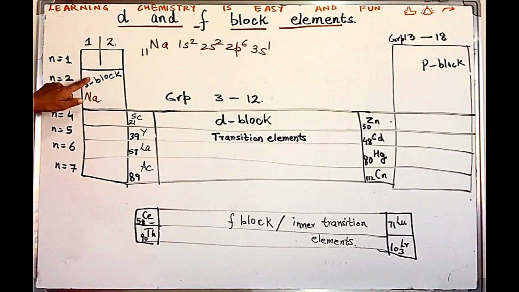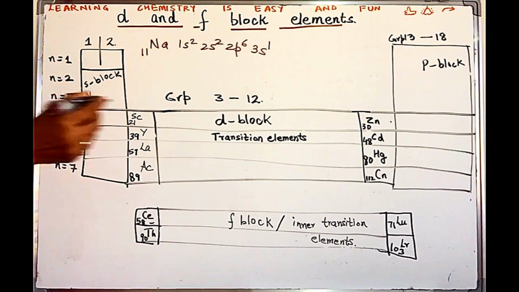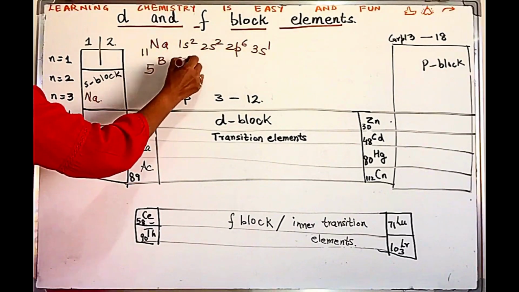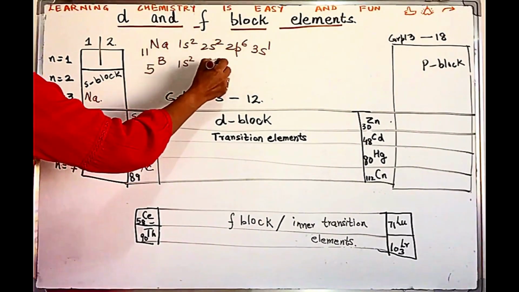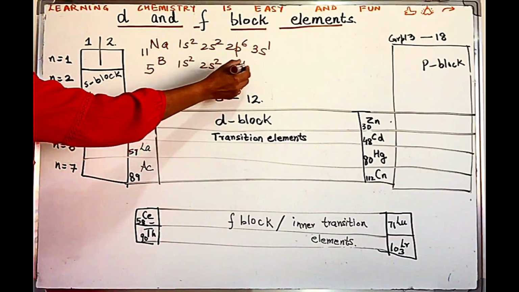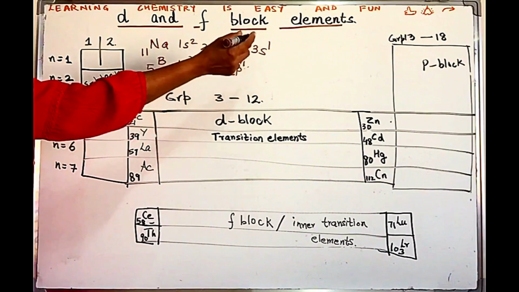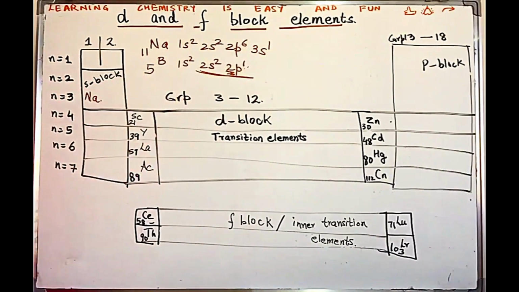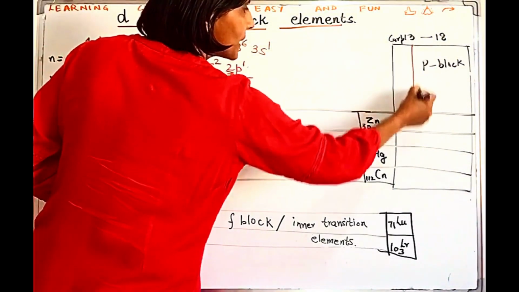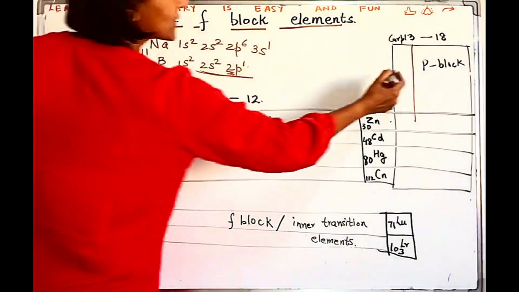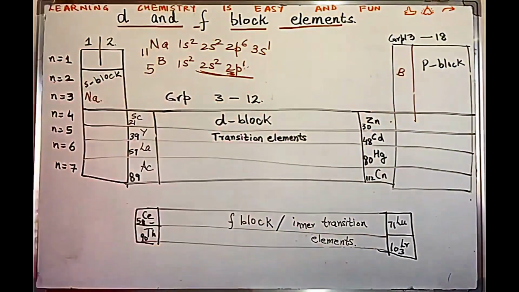So hydrogen, lithium, sodium. Similarly, let's suppose I am talking about boron, atomic number 5. So 1s2, 2s2, 2p1. Energy level 2, p1. So group number is 13. 10 plus 3 electrons in the valence shell gives me the group number. So boron, energy level 2, group number 13, and we have boron over here.